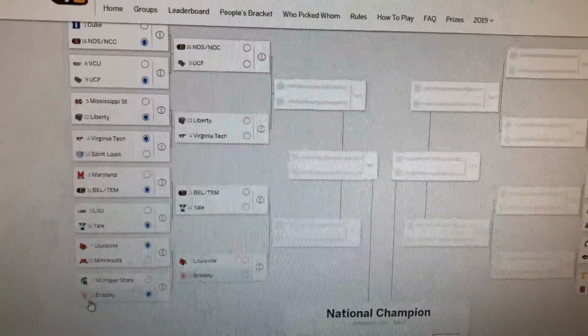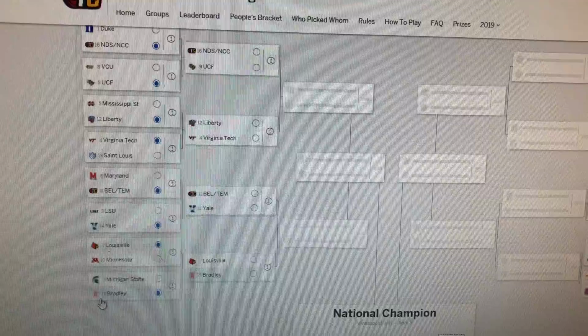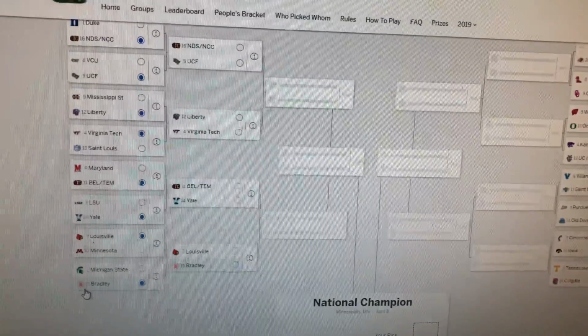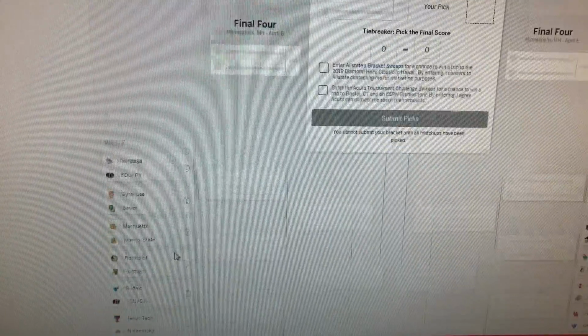The highest seed that can come out of this top left bracket is the 4 seed Virginia Tech, but it is highly likely that we'll have a double-digit seed. I'd love to see a 15 or 16 moving on right there, but next up, we'll go down here to the West Regional.